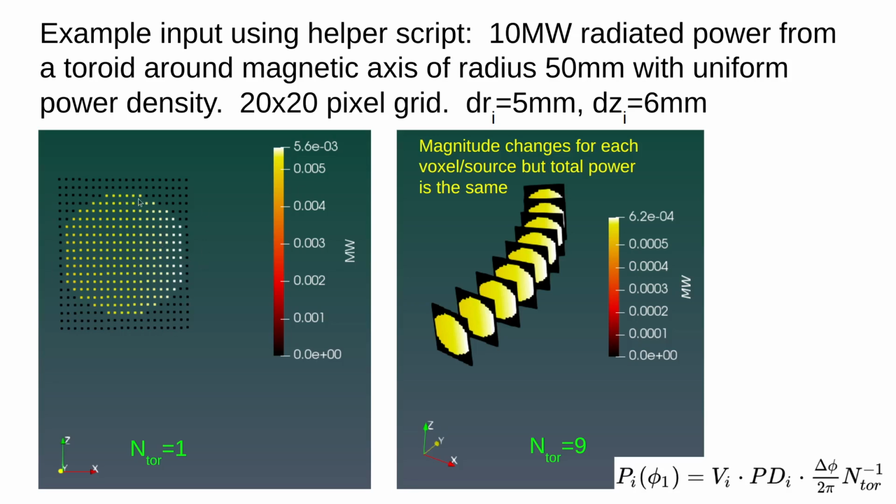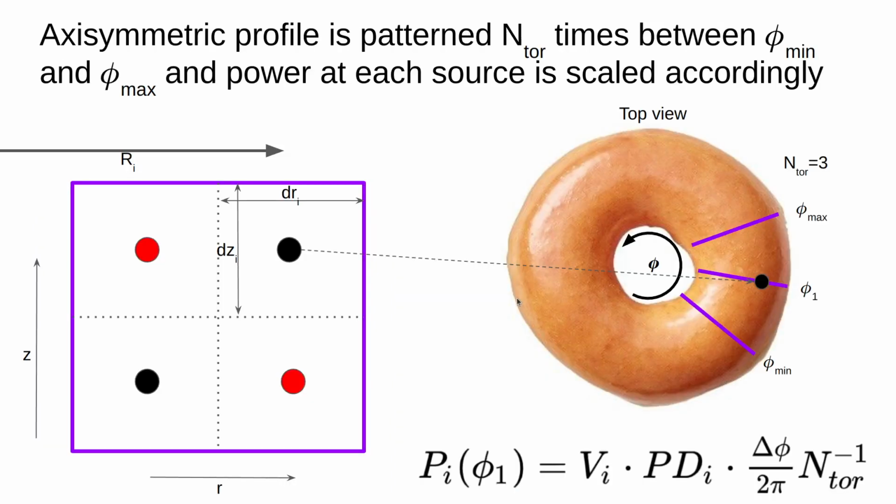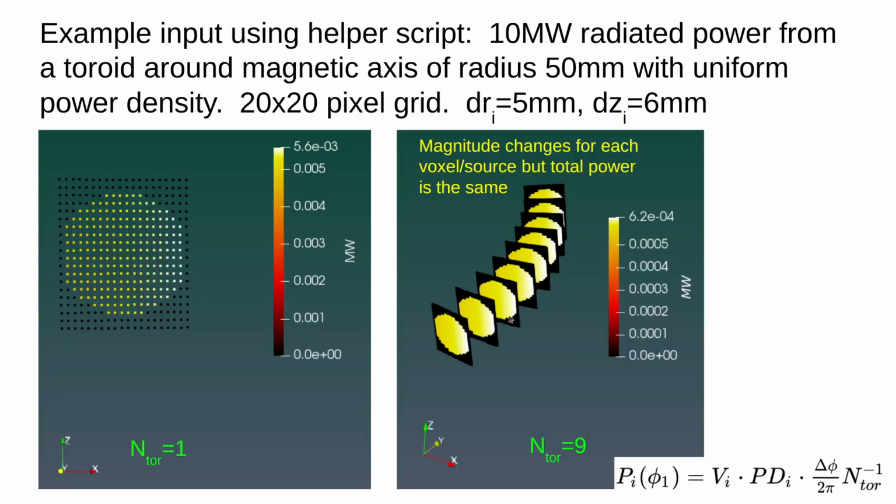This is a single slice. And then if we take that and pattern it, like I mentioned, here's an example of 9 slices. We take that same pattern and pattern it. You can see the peak megawatt goes down, because we're dividing that same region from phi min to phi max into 9 different components instead of a single one. So this is a factor of 9 difference, that inverse n tor.